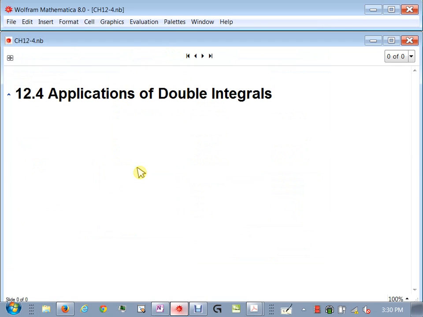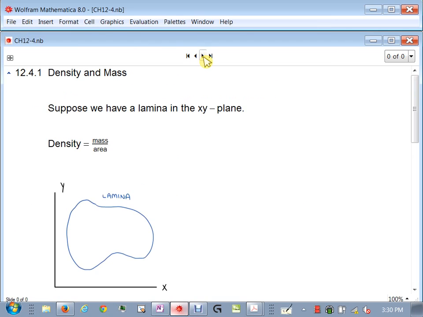Where are we? 12.4? Applications of double integrals. So we're going to do a couple of applications. We've already seen one application, and that's if you want to find the area of a region, you can do a double integral over 1, right? And then that'll give you the area of the region. But there are some other applications.